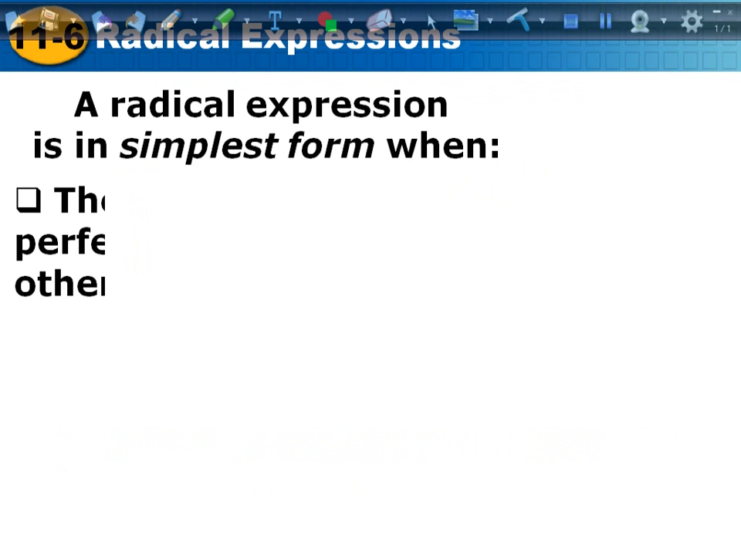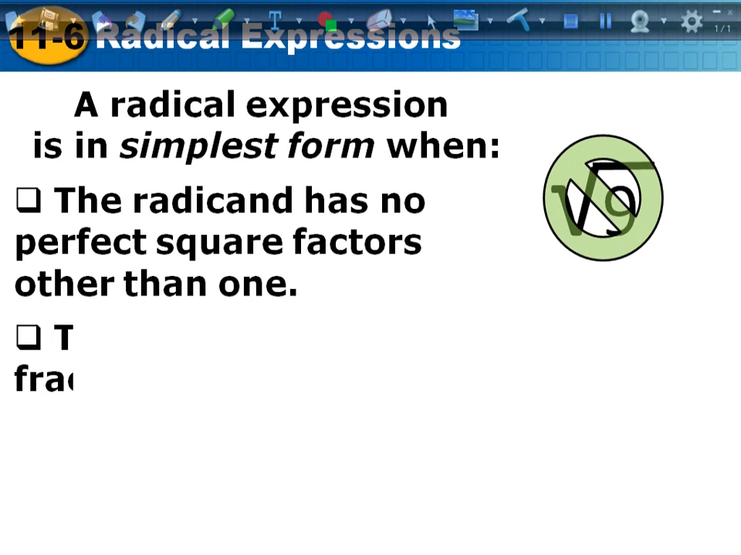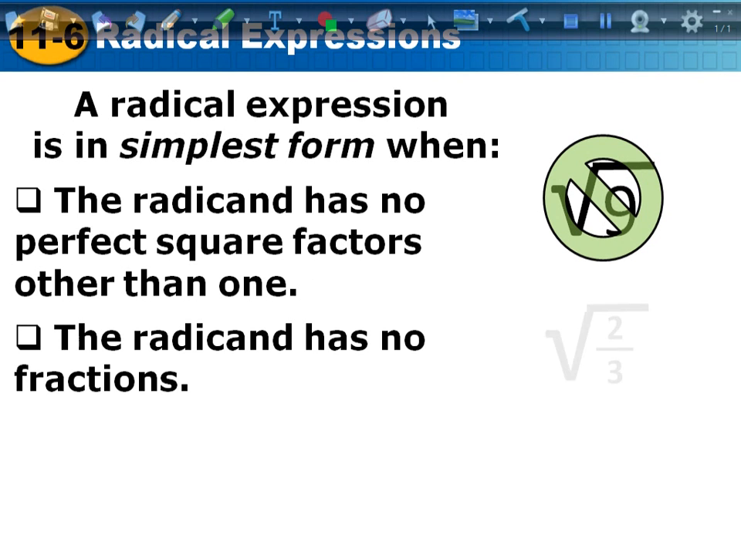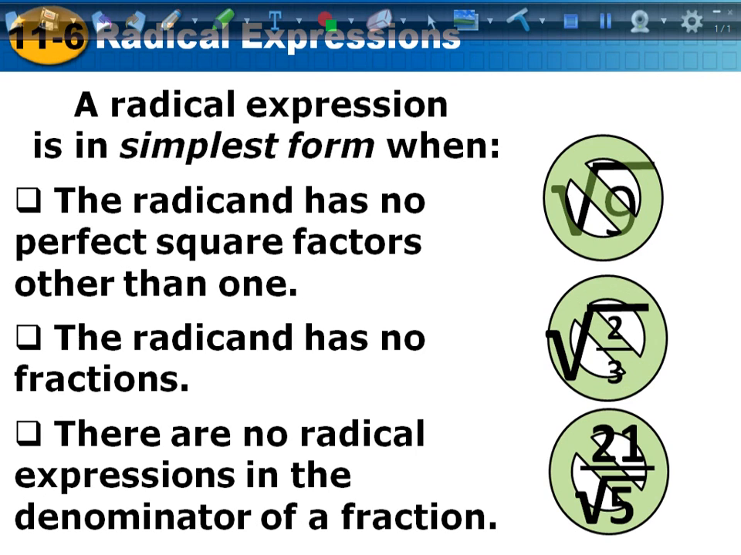Again, a little bit of review from yesterday. It's in simplest form when the radicand has no perfect square factors other than 1. I'm not allowed to have a fraction underneath my radical symbol, and I'm not allowed to have a radical in the denominator of a fraction.